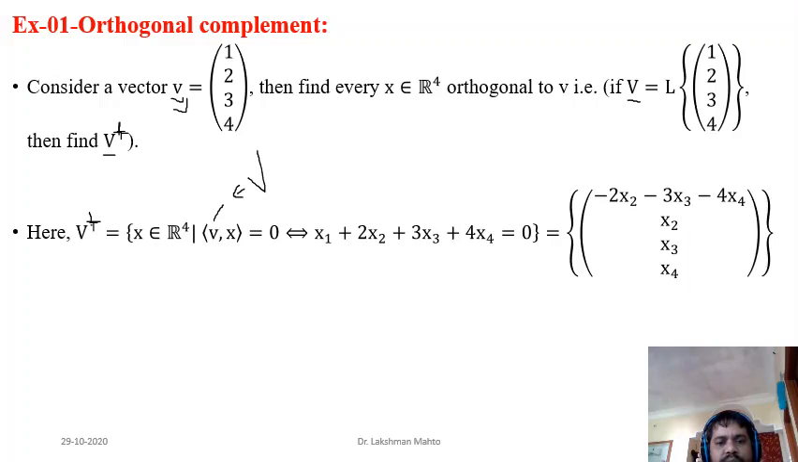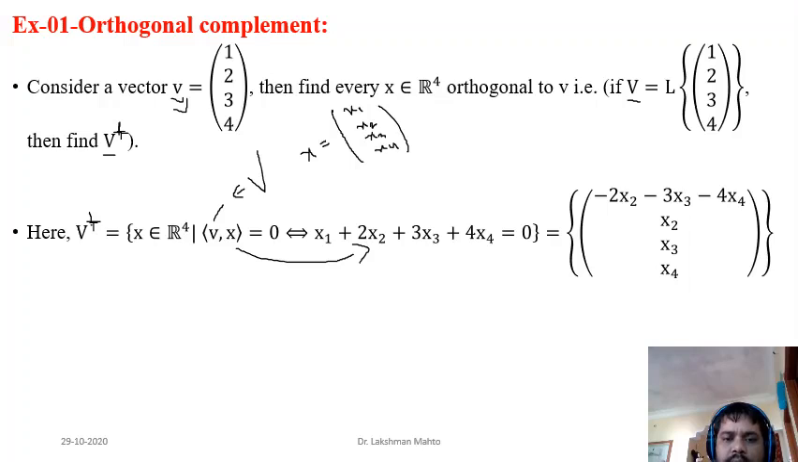So we take any general vector x from R4, which has four coordinates. It is an arbitrary element that satisfies the condition that its dot product with V is 0. That means the dot product with the given vector 1, 2, 3, 4 is 0, where x is (x1, x2, x3, x4). We need to write this in coordinate form. After simplification we get this system of equations, which is a single equation.